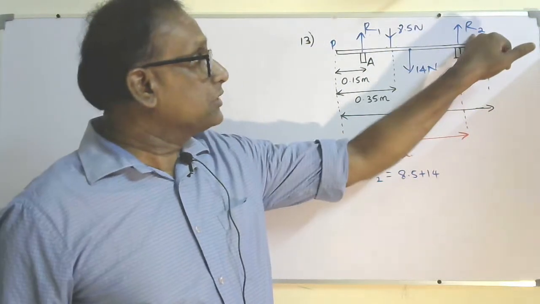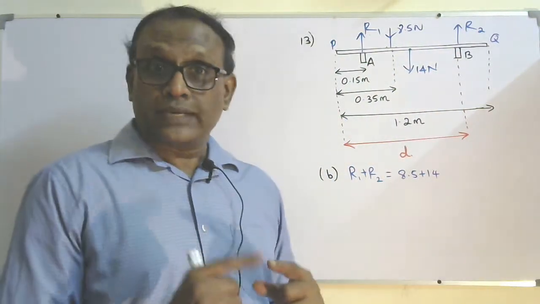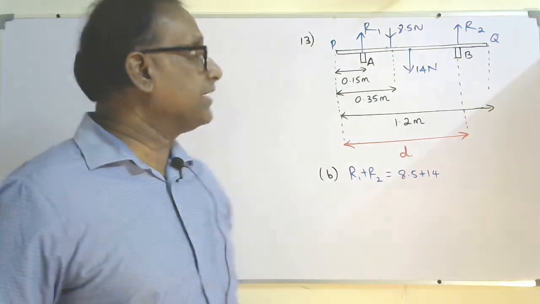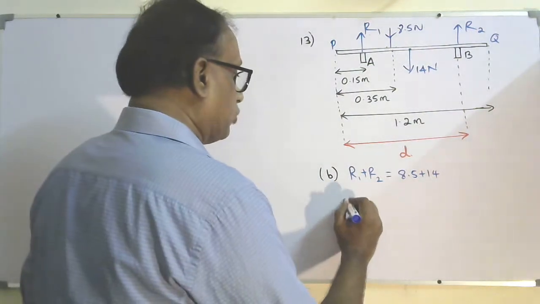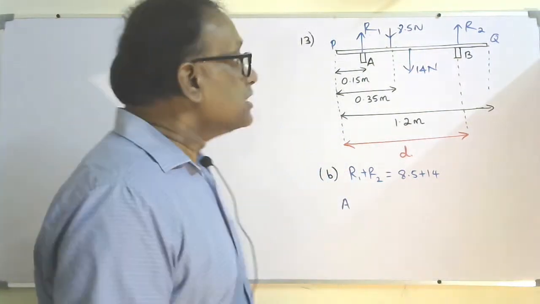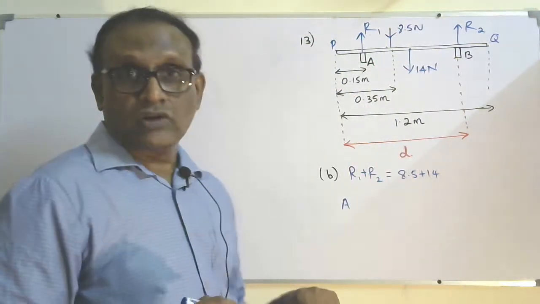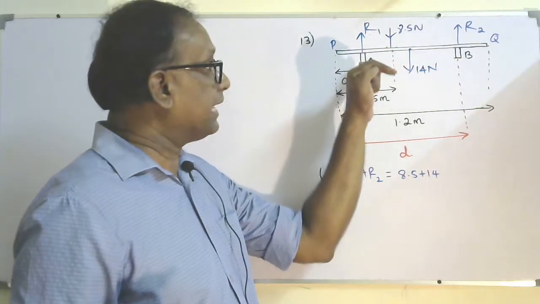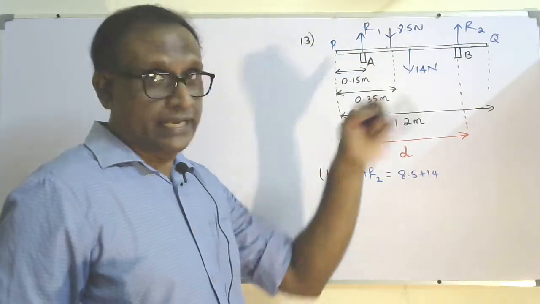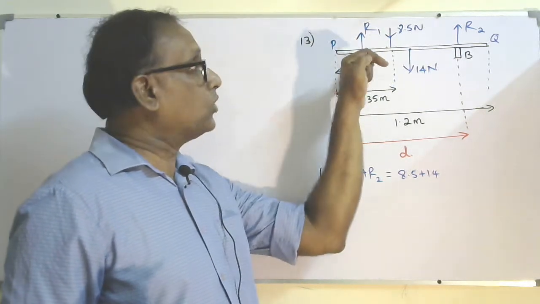So the question is, what will happen to R2? For that, we should reduce the unknowns, so we'll think about moment about A. Consider the turning effect about A. The total clockwise moment must be equal to the total anti-clockwise moment. Which forces give clockwise moment? 8.5 and 14 both give clockwise moment about A. There is no moment for R1 about A because R1 is passing through A. It has no distance from A, so R1 has no moment about A.